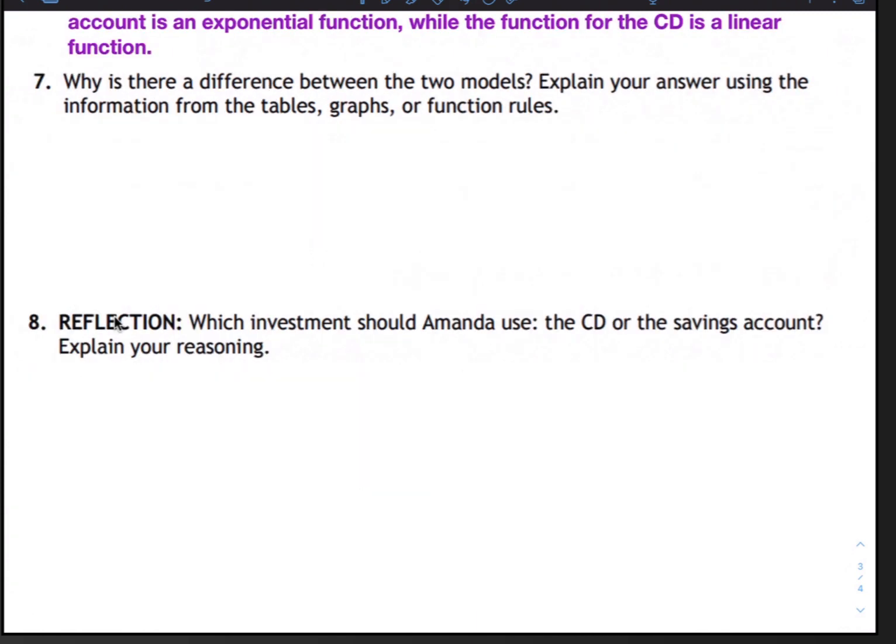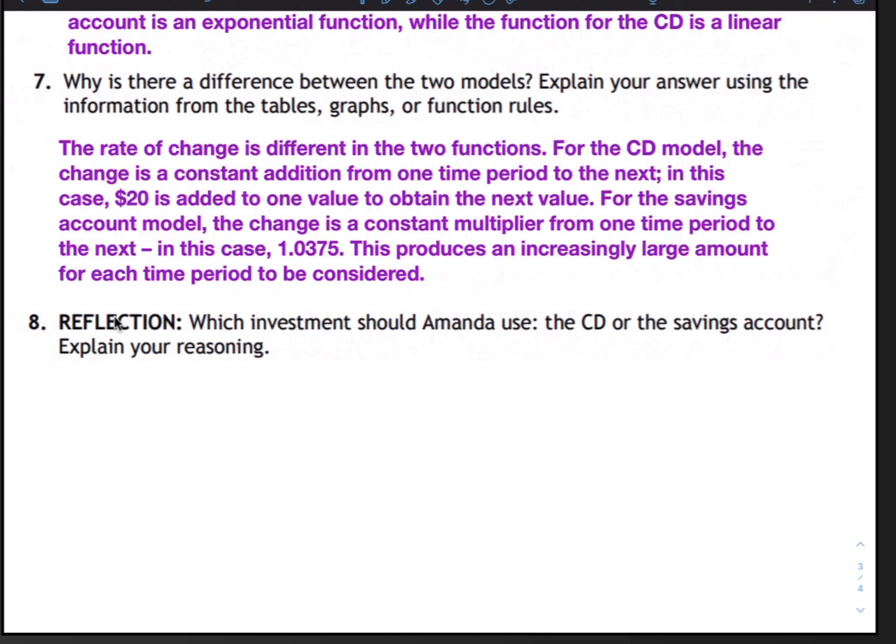Number 7. Why is there a difference between the two models? Explain your answer using the information from the tables, graphs, or function rule. Well, we can say the rate of change is different in the two functions. For the CD model, the change is a constant addition from one time period to the next. In this case, $20 is added to one value to obtain the next value. For the savings account model, the change is a constant multiplier from one time period to the next, in this case, 1.0375. This produces an increasingly large amount for each time period to be considered.